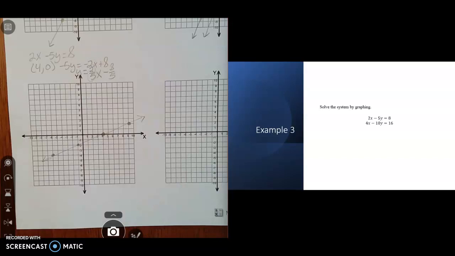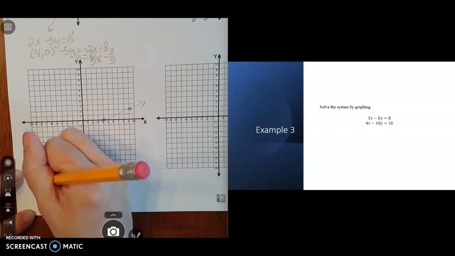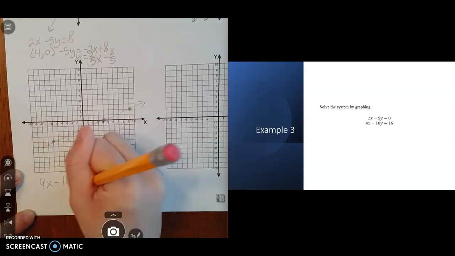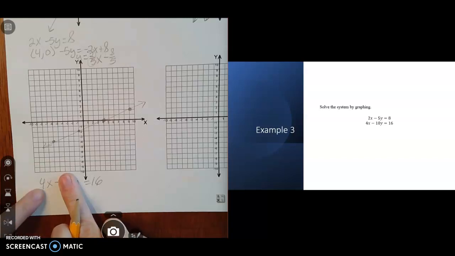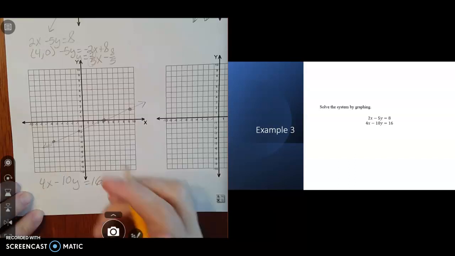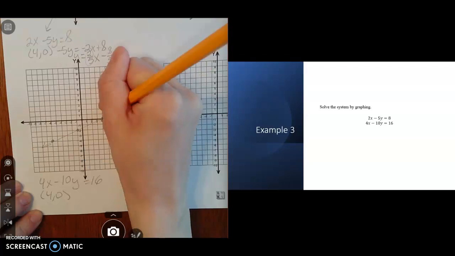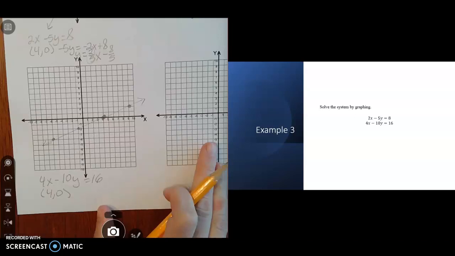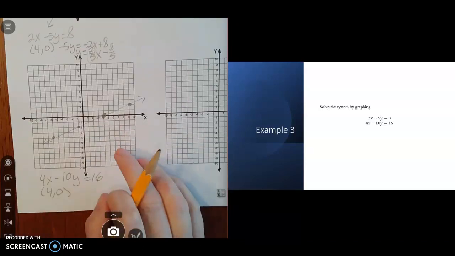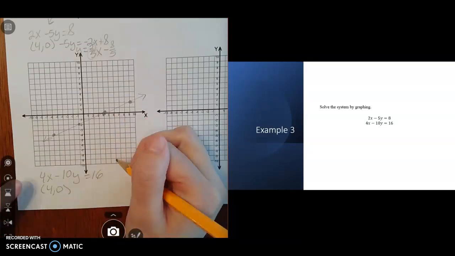Alrighty. The next equation that we are graphing is 4x minus 10y equals 16. So let's see here. I've got an x-intercept. That's pretty nice. 4x equals 16 means that x would be 4. So I have the point 4, 0, which is actually the same x-intercept as I had before, which is kind of exciting. So I know that at minimum we'll intersect at that point, but we should probably double check that they're not the same line as well. Okay, so let's go ahead and graph the rest of that line.